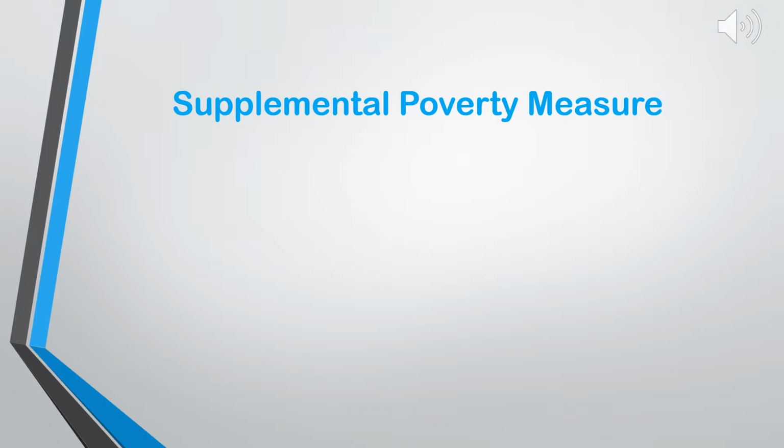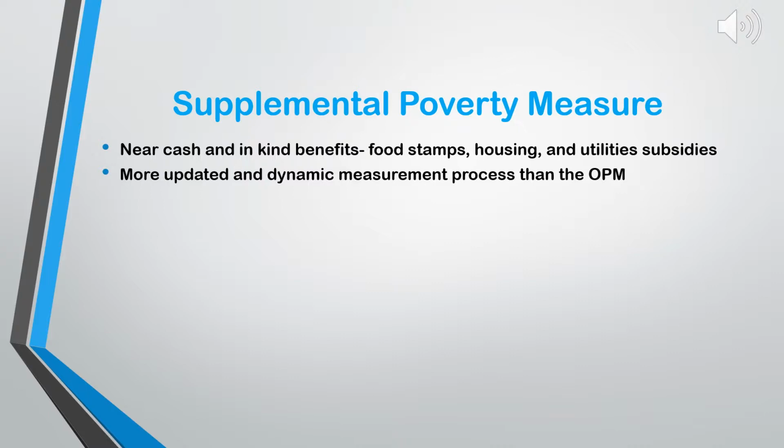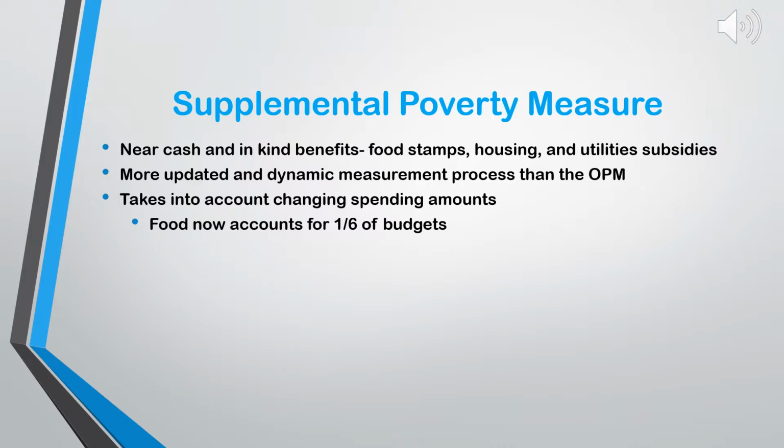The supplemental poverty measure, on the other hand, allows for a higher level of analysis in terms of the effectiveness of government spending programs. The SPM includes near cash and in-kind benefits, like food stamps, housing, and utility subsidies, whereas the OPM does not. By comparing these two measures, we are able to gain some perspective as to the effectiveness of these programs. Additionally, the SPM features a more updated and dynamic measurement process, rather than a one-dimensional food measurement from the 1960s. With changing spending amounts for households, as food now accounts for 1/6 of budgets rather than 1/3, the SPM offers a higher level of accuracy.